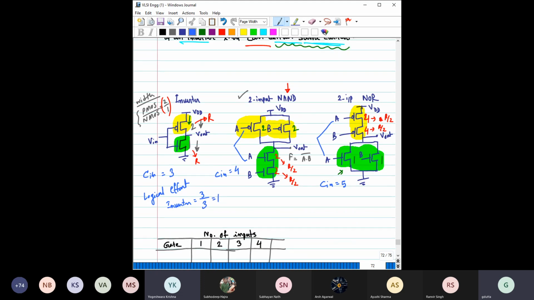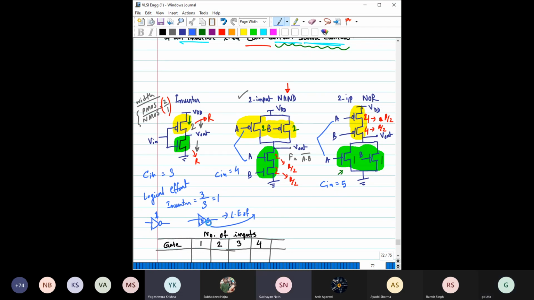Okay. Now let me ask you one question. This is a basic unit inverter, right? So this is a unit inverter. So this is 1, right? Size is 1. So let me ask you, I have sized this inverter 5 times. Now tell me what would be the logical effort of this? What would be the logical effort of this?